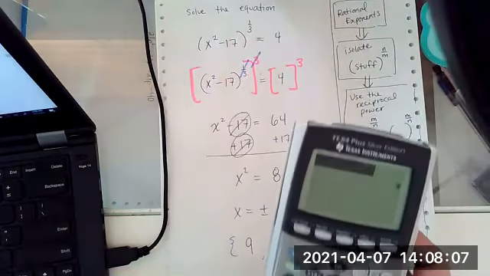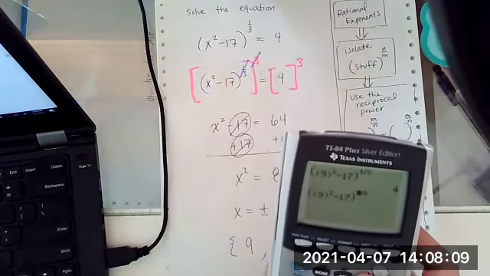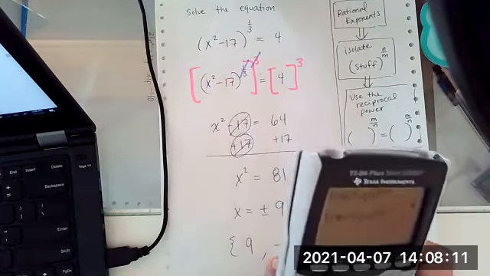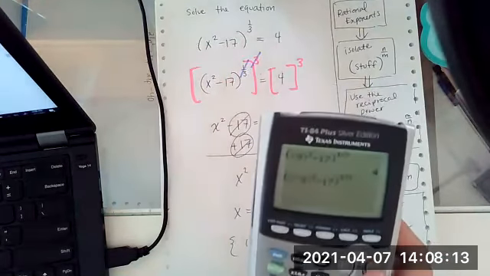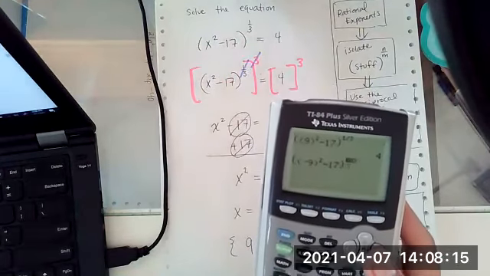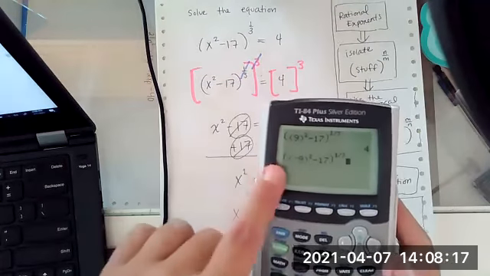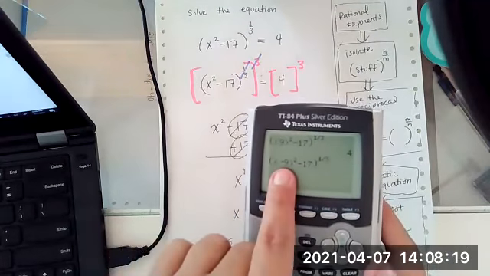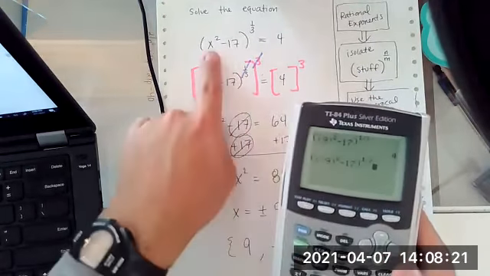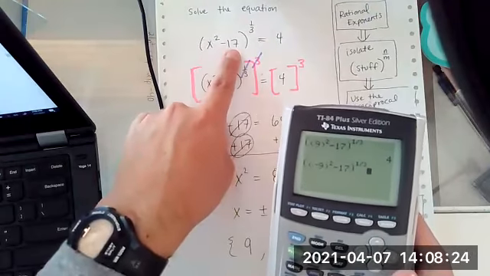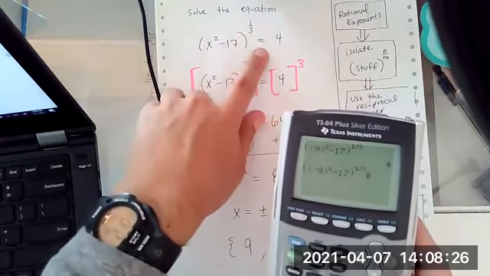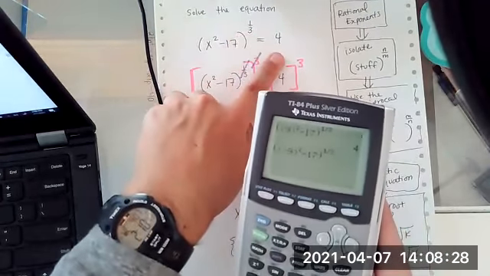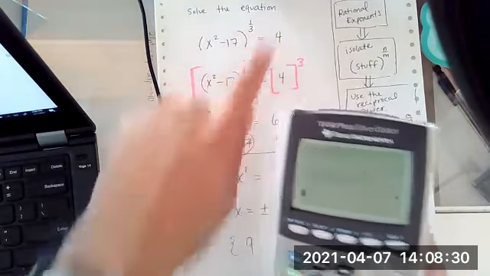We'll do the same thing here, except this time I'm going to substitute in a negative 9. So I have parentheses and then parentheses negative 9 squared minus 17 raised to the 1/3 power, and see if that gives me 4. Well, yeah, so both of them work.